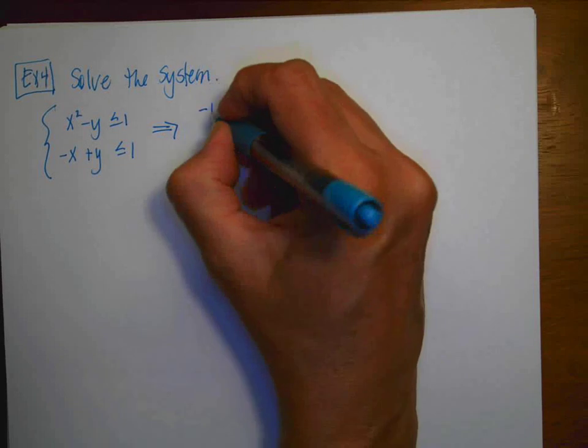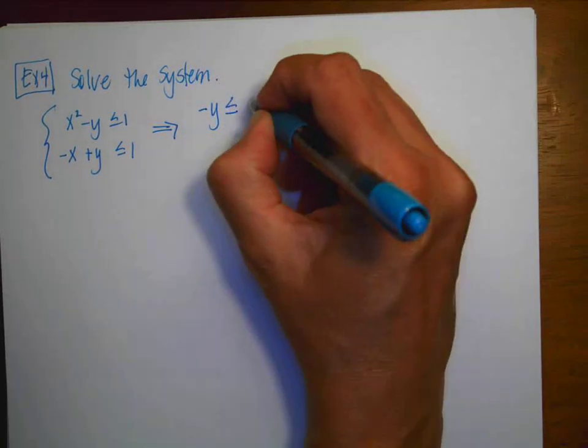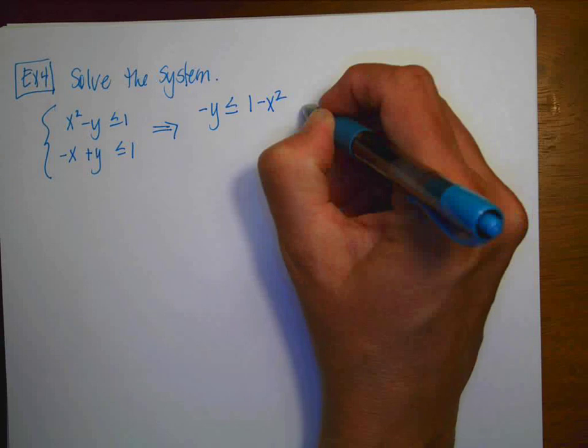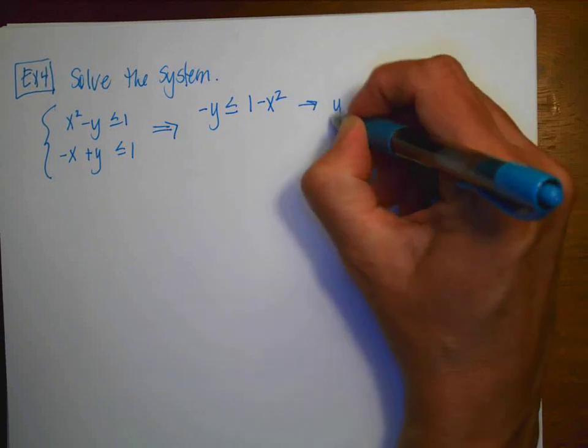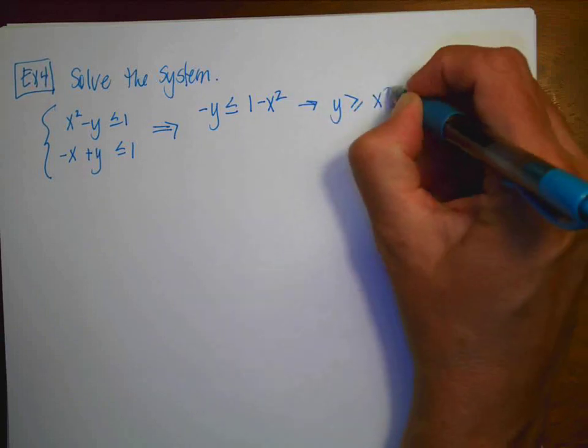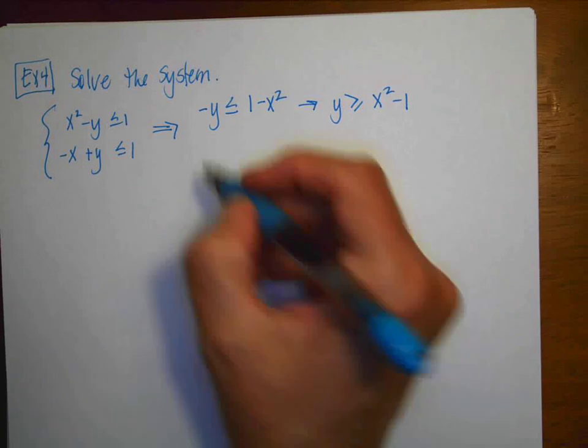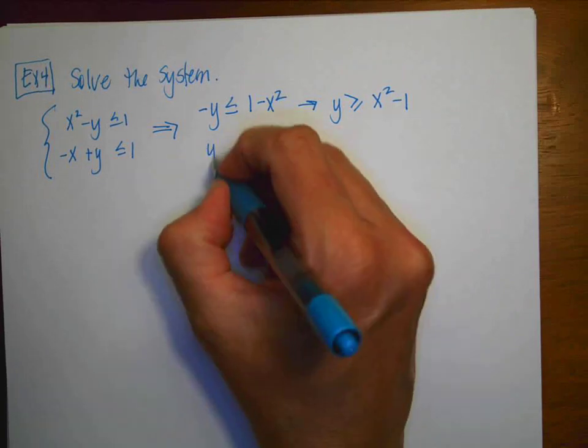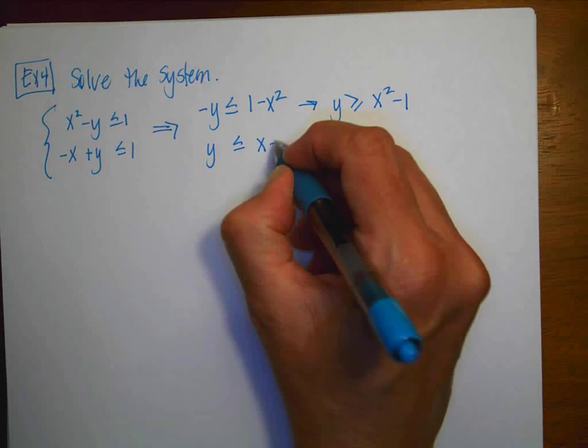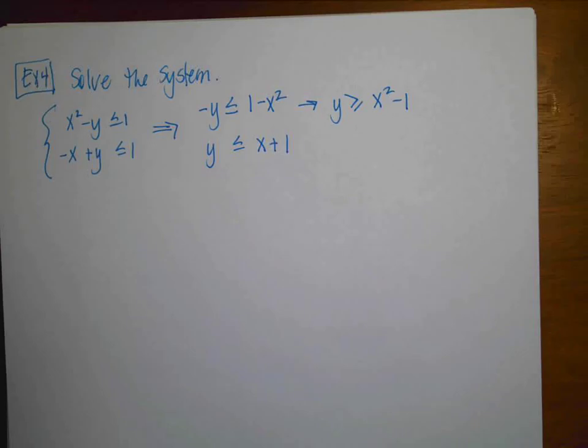I'm going to rewrite my equation. So I have -y is less than or equal to 1 minus x squared. And then this one changes to y is greater than or equal to x squared minus 1. The second equation, y is going to be less than or equal to x plus 1. And then that's it.